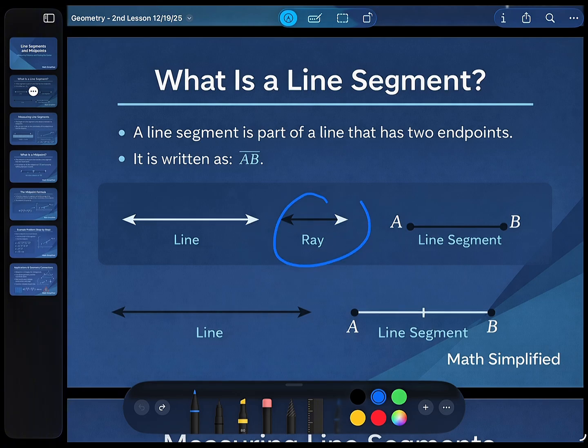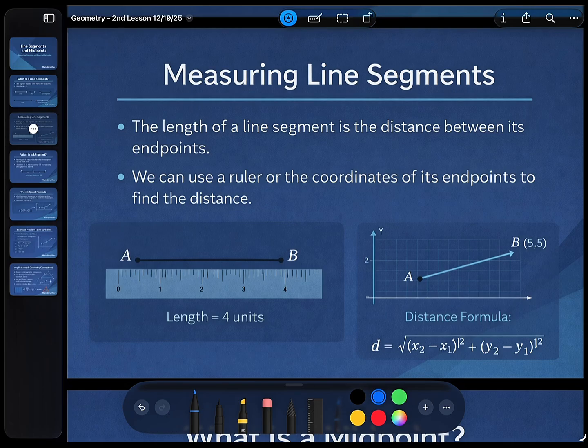Then there's also rays, which has a point here and then it has a continuation. Then we have line segments, which could be something like this, has two definite points, but a line is continuous, okay? So measuring line segments.